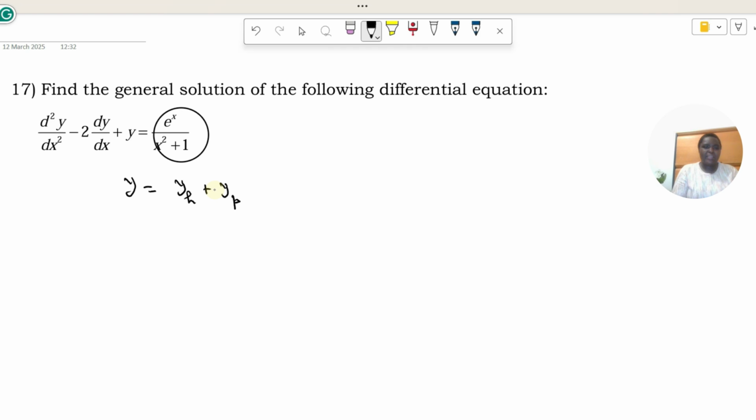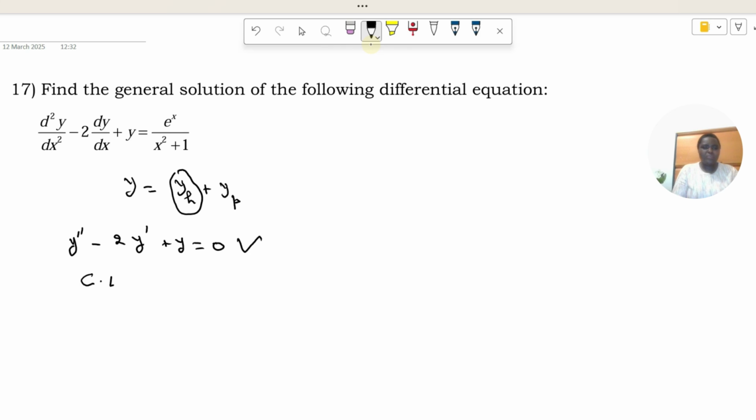So yh is obtained by solving the differential equation y second derivative minus 2 y derivative plus y equal to 0. And for the particular solution, there are different ways to find it based on the right hand side of our differential equation. So let's start by finding the homogeneous solution yh. We are going to solve this differential equation, and to do that we have to first solve its characteristic equation.